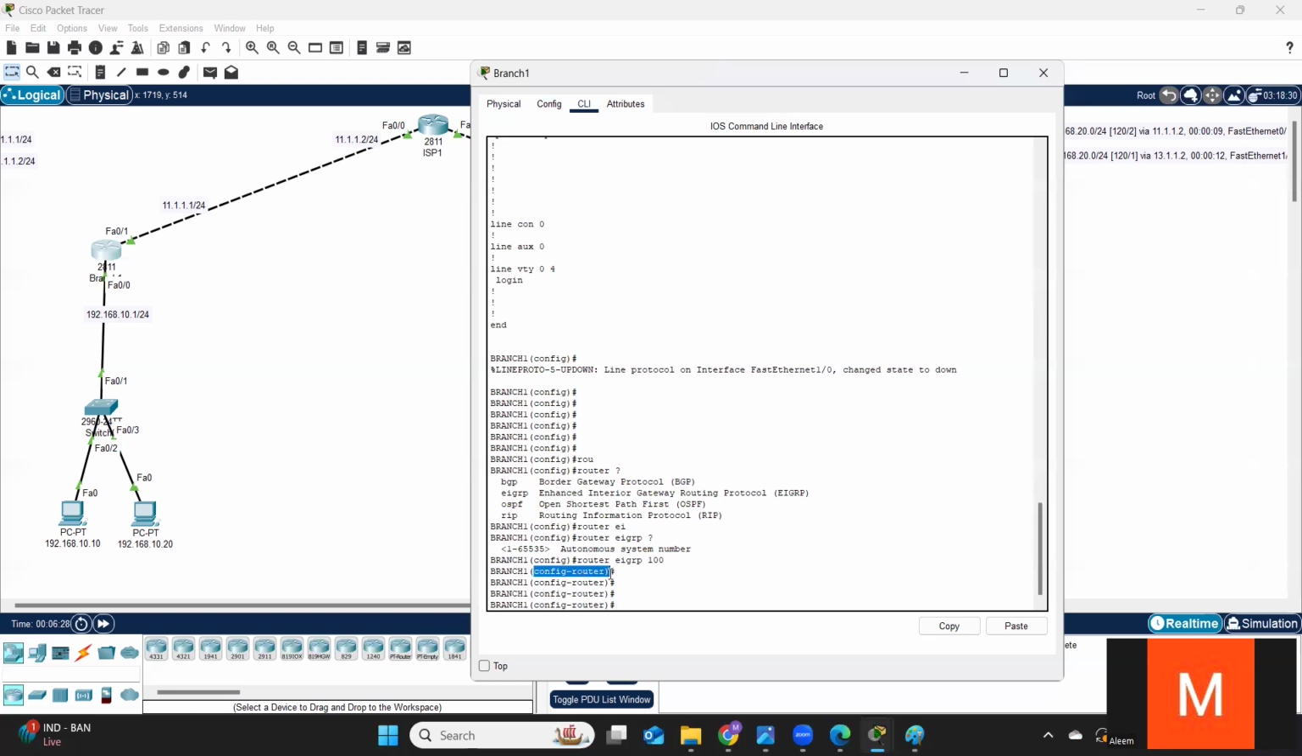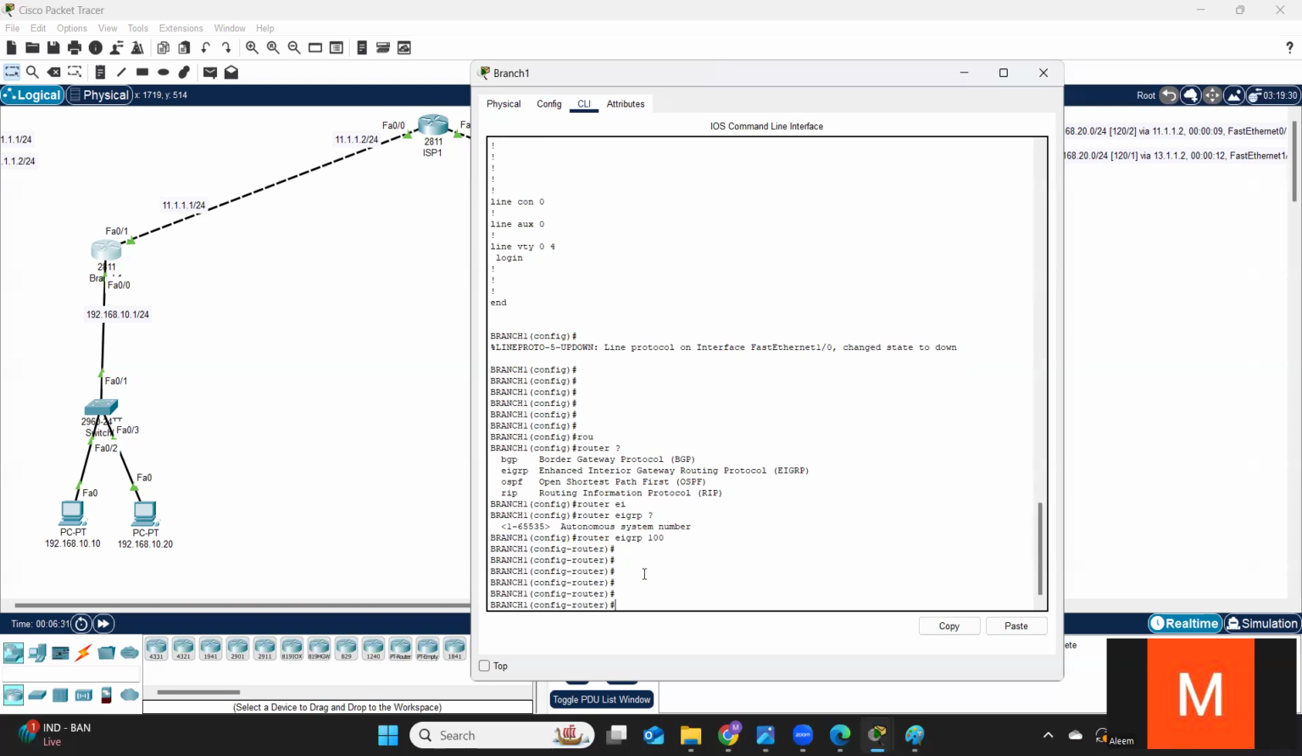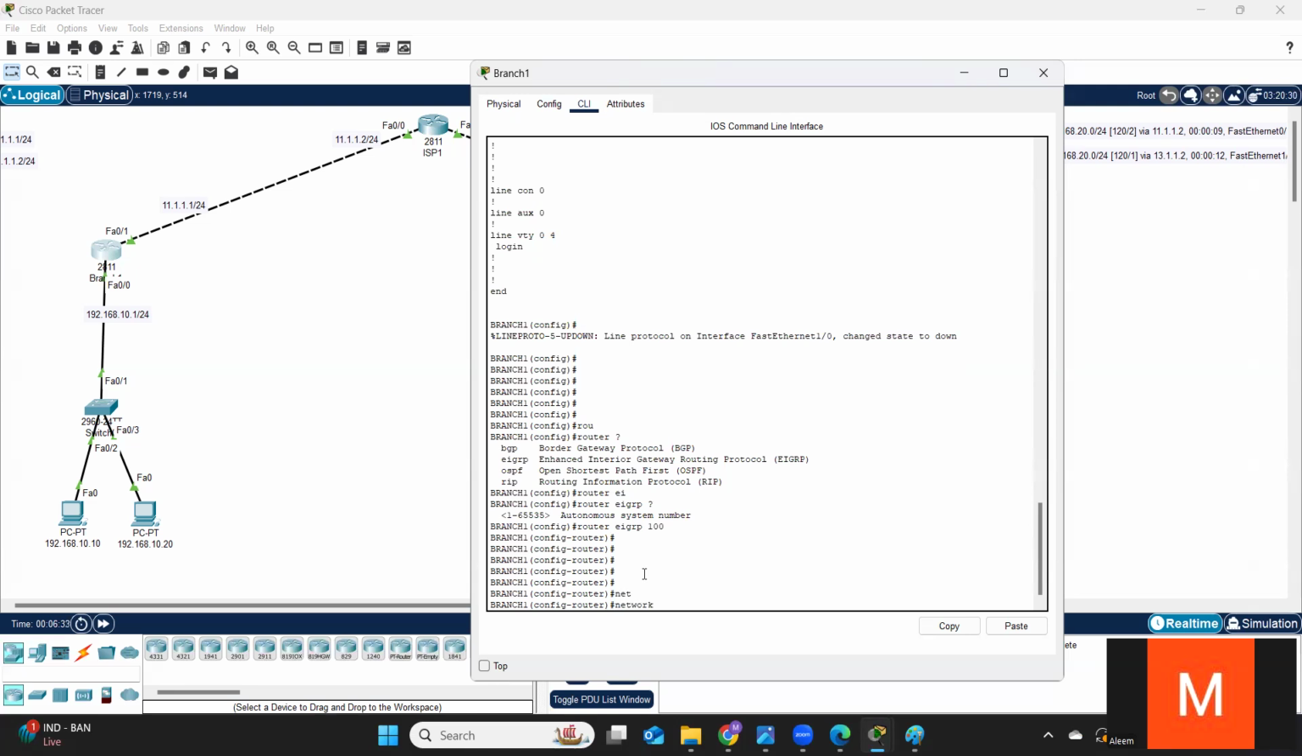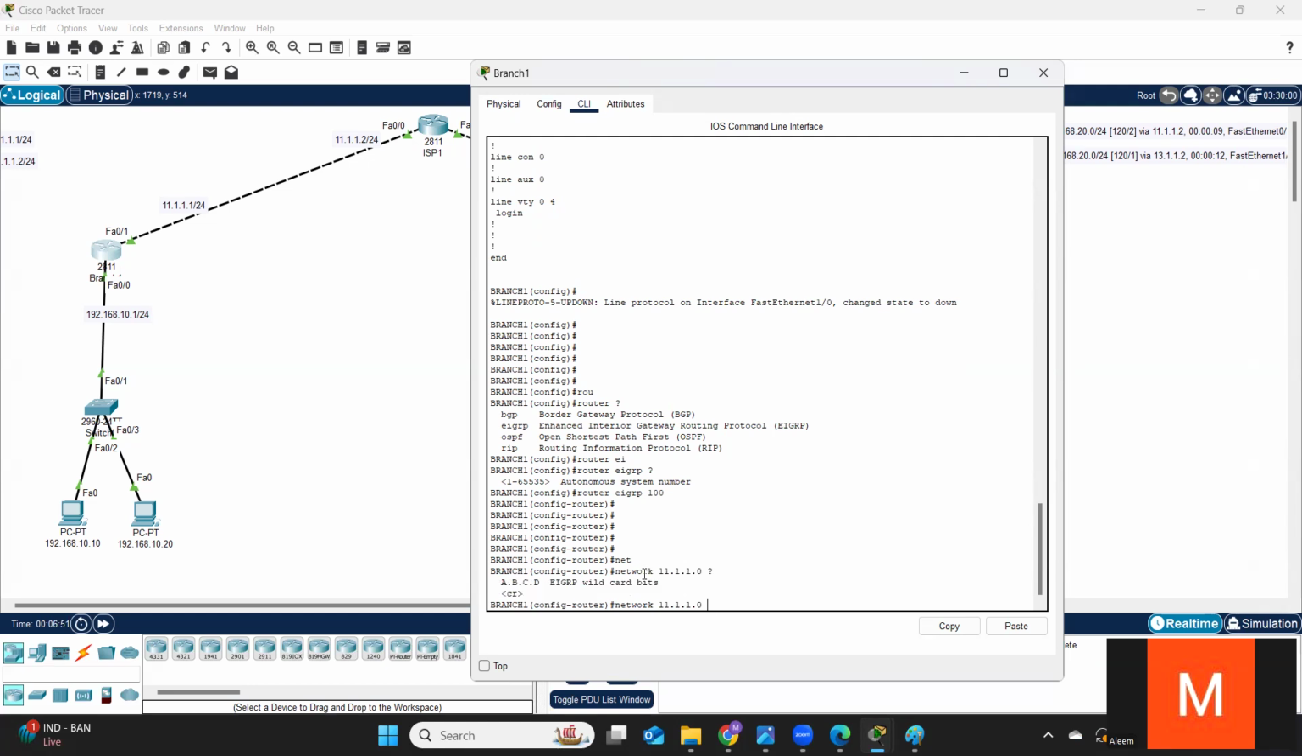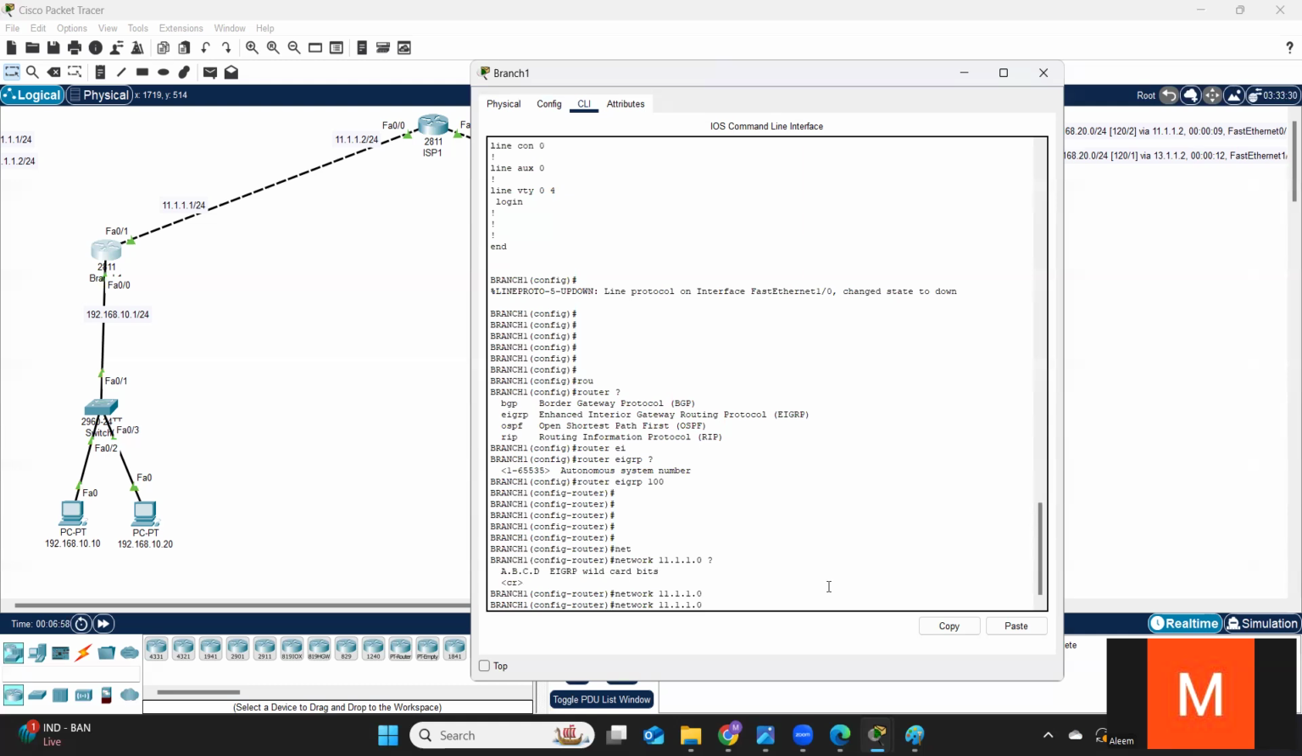After router config, give the network command. With the network command, we will advertise our LAN prefixes as well as the required WAN prefixes. Only those we will advertise. Apart from that, nothing will be advertised. So first we'll advertise our WAN prefix, 11.1.1.0. As we discussed, here we give the wildcard mask. What is a wildcard mask? That is the opposite of the subnet mask.